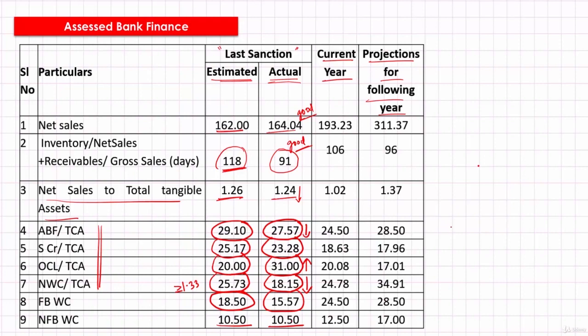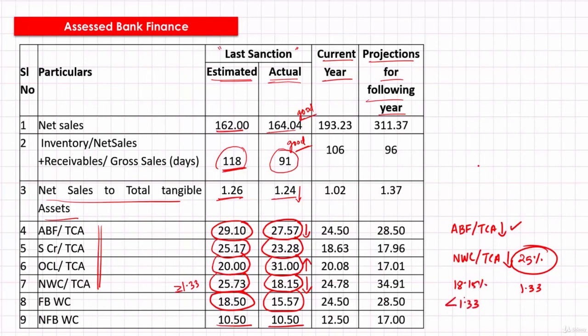Here actual ABF to total current asset is less than estimate, that is good, but the matter of concern is that net working capital to TCA is below the expected level. It is below 25%. This 25% is very important, because the minimum net working capital contribution is expected to be 25%. Only then can a current ratio of 1.33 be achieved. Here it is 18.15%, so obviously the current ratio will also be below 1.33.